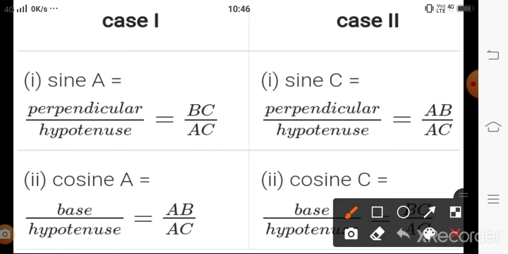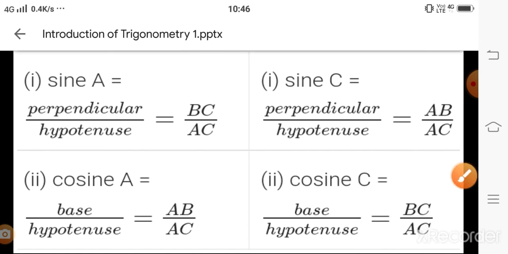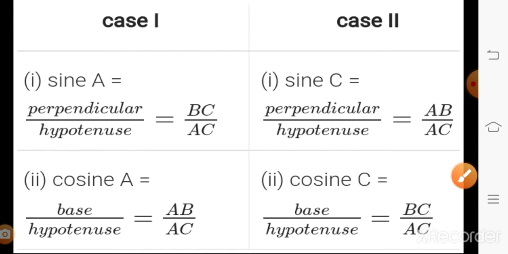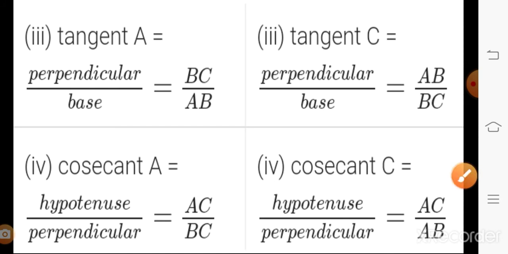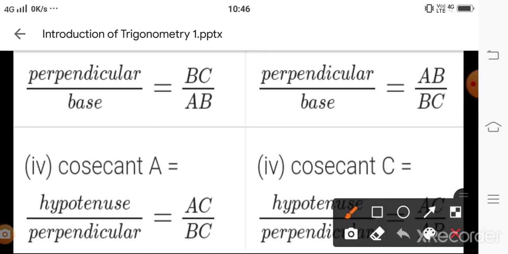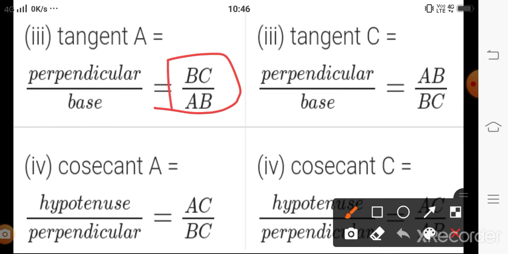For the first case, if you are finding sine of angle A, we get BC upon AC, and if you are finding sine of angle C, you get AB upon AC. Same for cosine: cosine of angle A is AB upon AC, and cosine of angle C is BC upon AC. Tangent also: tan of angle A is BC upon AB, and tan of angle C from the second diagram is AB upon BC, perpendicular upon base.